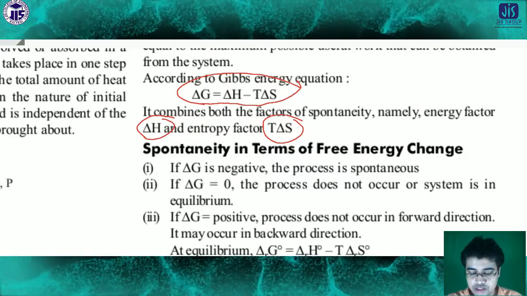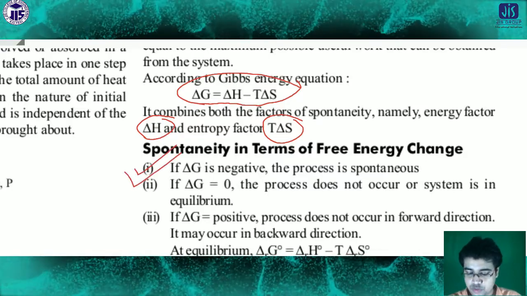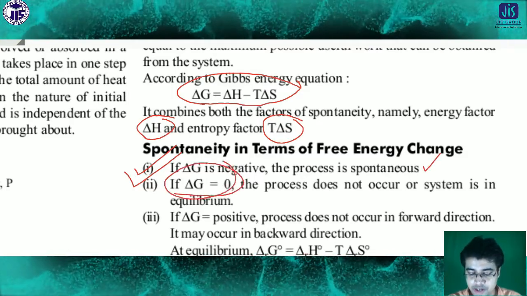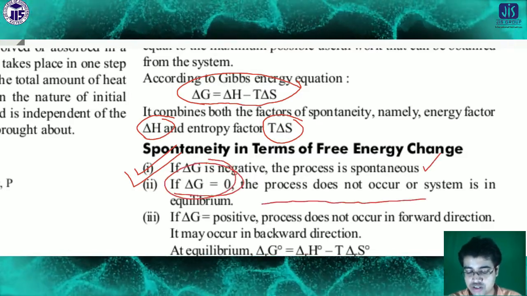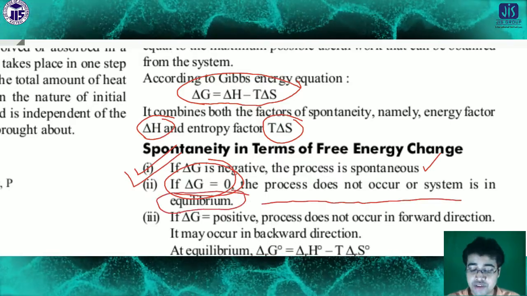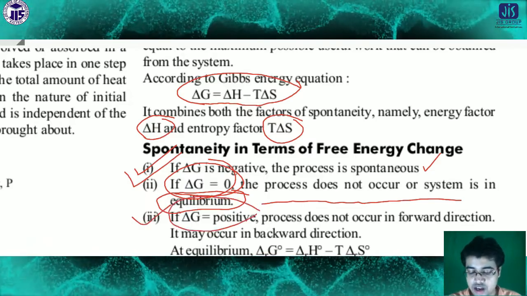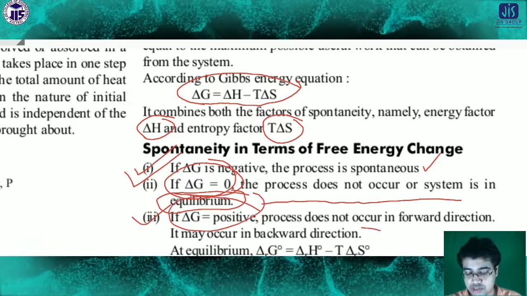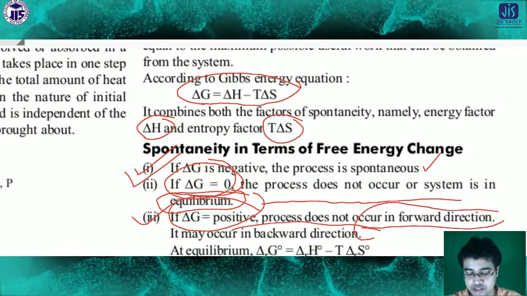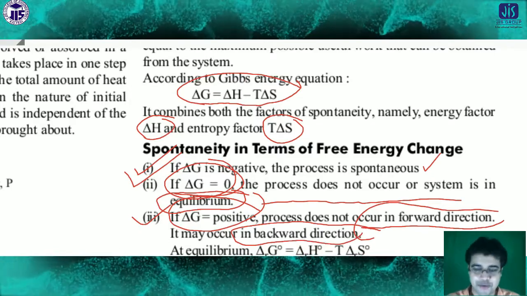If delta G is negative, the process is spontaneous, as I told you. If delta G is 0, this is very important, the process does not occur or the system is in equilibrium. Keep this in mind. If it is in equilibrium, then delta G will be 0. And if delta G is positive, the process is non-spontaneous, or does not occur in the forward direction; it may occur in the backward direction. The reaction will not go forward, it will come back in the backward direction.